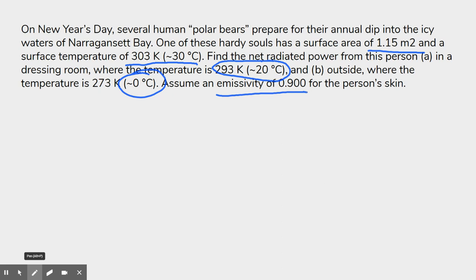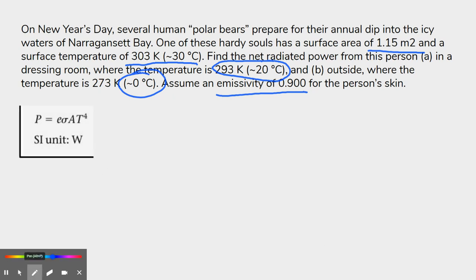So if we're looking for net radiated power, go ahead and find that equation. I'm going to put it up here. It looks like this. So we need to solve for P, and I will do part A, and then y'all are going to do part B. So for part A, power equals, okay, here's the emissivity. That is this variable here, and it gave it to us. It's 0.900. That means this person's pretty decent at radiating heat.